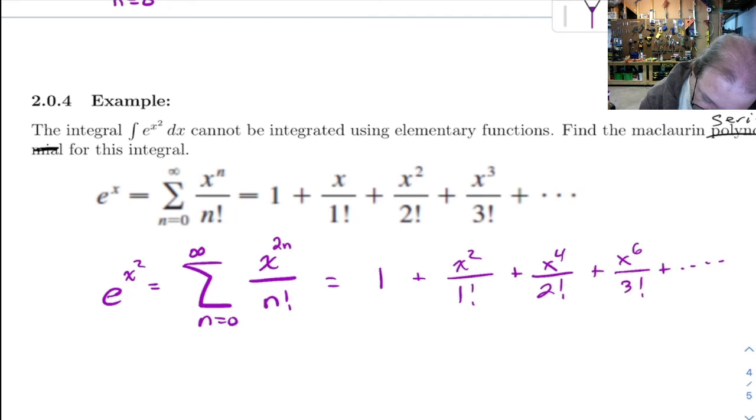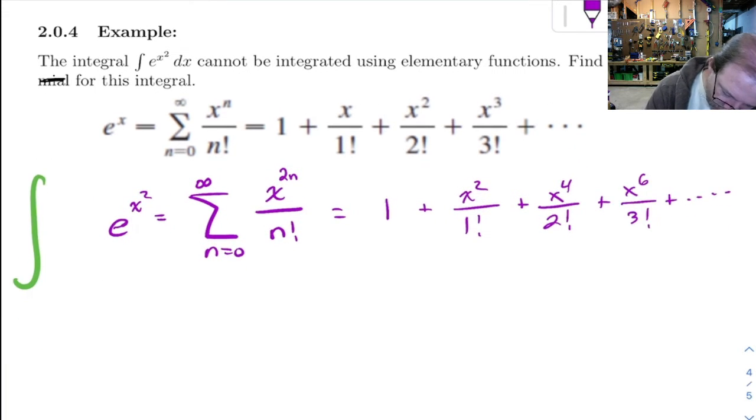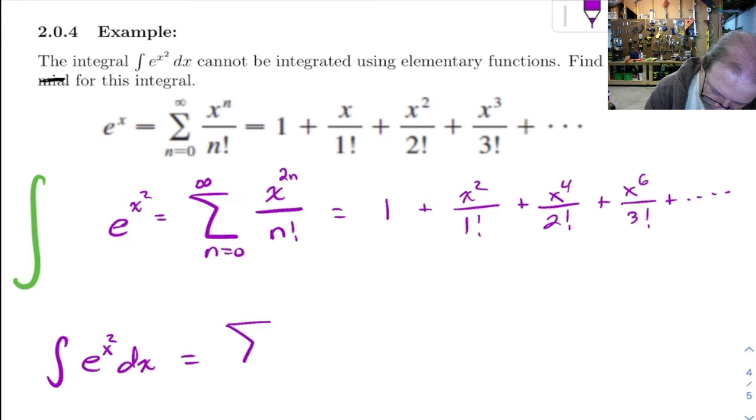And I'm going to do this by just putting a big integral sign in front of all this. So the integral of e to the x squared dx is going to be, let's skip this part for right now. Let's go to these terms.